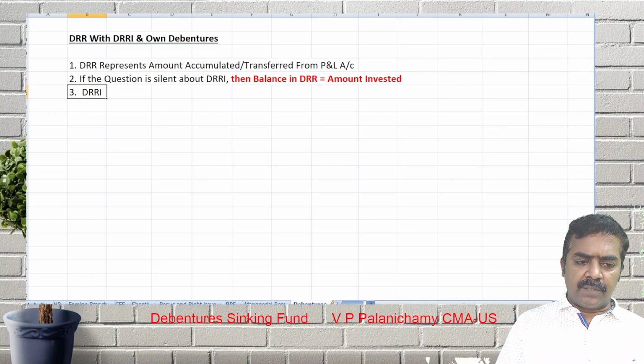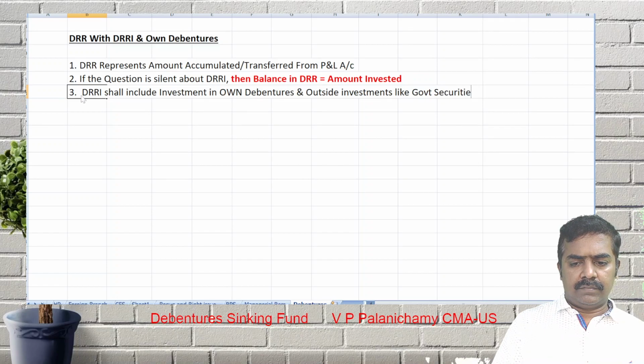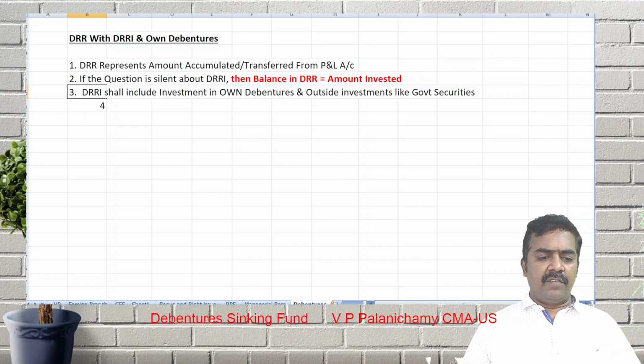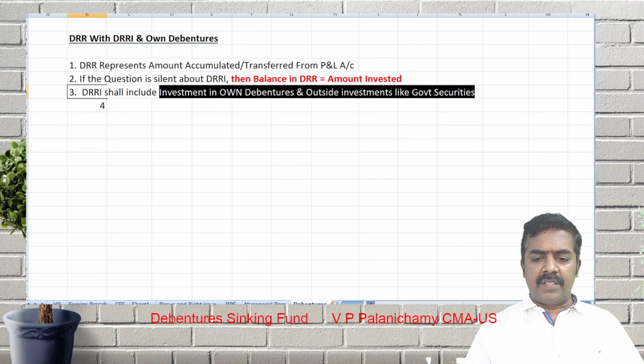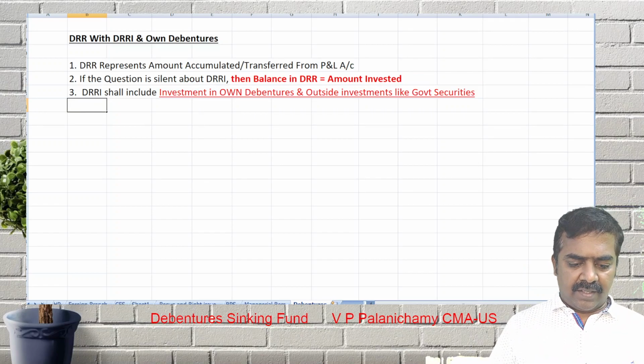The debenture redemption reserve investment shall include investment in own debentures and outside securities. So debenture redemption reserve investment will include what? Investment in own debentures as well as in what? Outside securities.